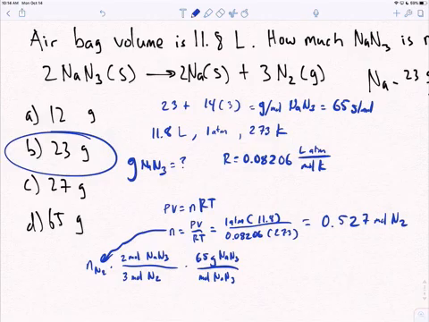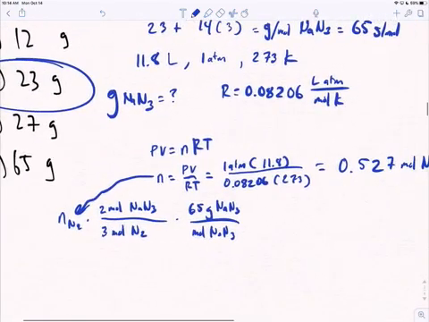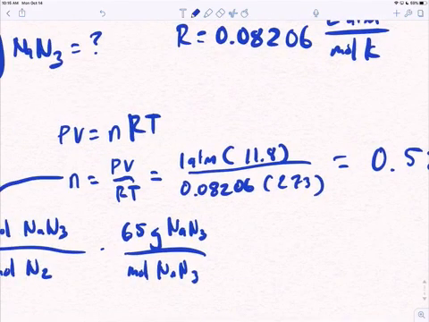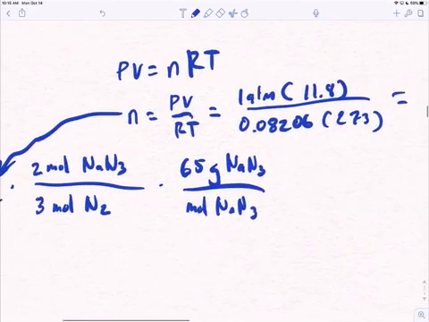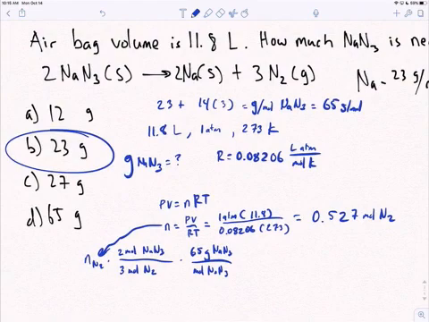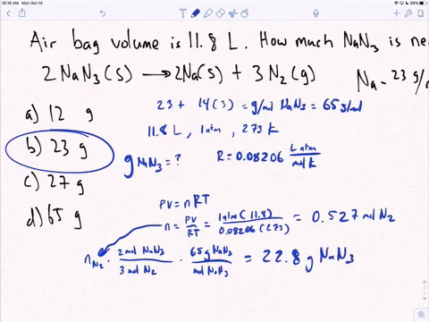So B. PV equals nRT, n is PV over RT. So 1 atmosphere, 11.8 liters over R times temperature, we get half a mole. Then from the balanced chemical equation, it's 2 moles sodium azide to 3 moles nitrogen. And sodium azide is 65 grams per mole. So this is going to be 22.8 grams NaN3 as the final answer.